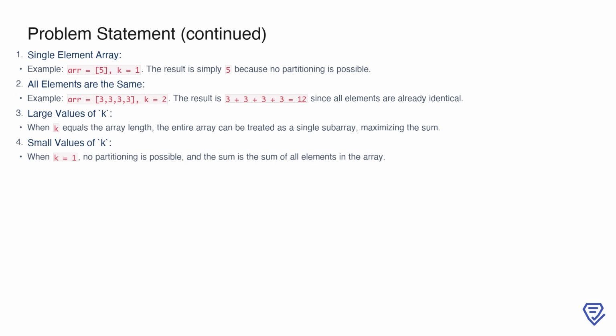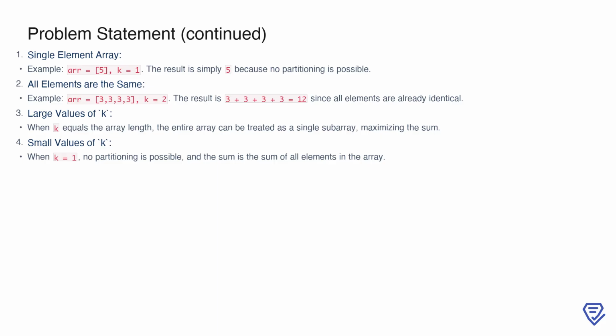Third, when k equals the length of the array, the entire array can be treated as a single subarray, maximizing the sum by replacing all elements with the largest value in the array. Finally, when k equals 1, no partitioning is possible, and the sum is the sum of all elements in the array since each element becomes its own subarray. These examples highlight the importance of considering both the structure of the array and the value of k to find the optimal solution.